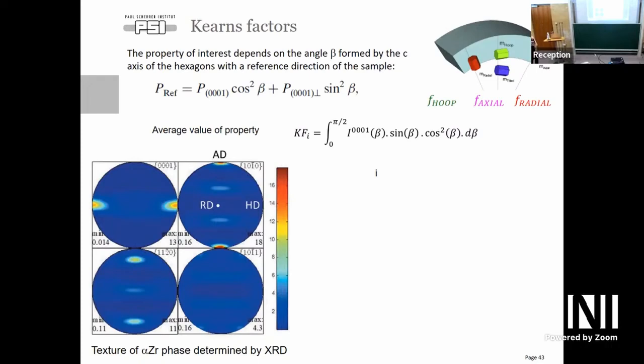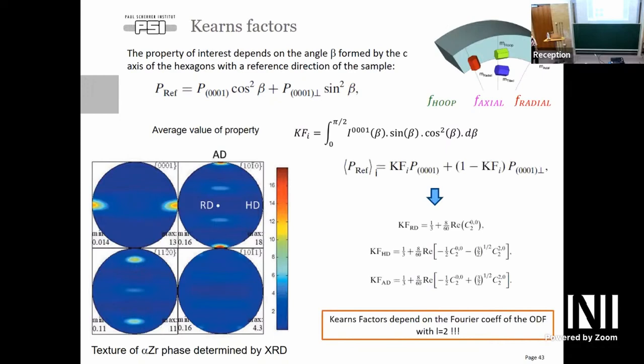And each one of these components represents the amount of crystals pointing in a particular orientation. And if we average this particular property along all the material, this is linked to the pole figure that we have here. It's a little bit more complicated than that, but basically, trust me, these two terms here, which are known as scale factors, depend only on the Fourier coefficients of the ODF with L equals 2. So they are the two parameters that we need to keep to calculate this particular parameter.